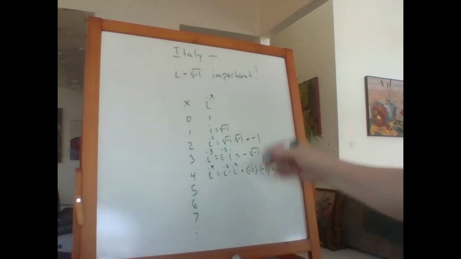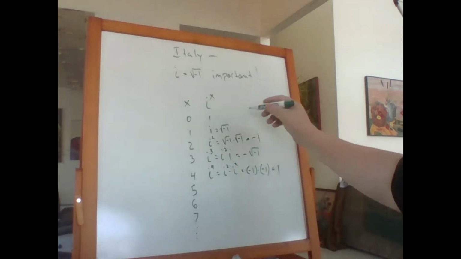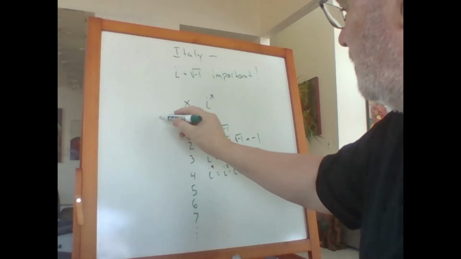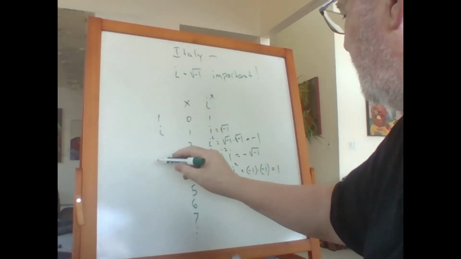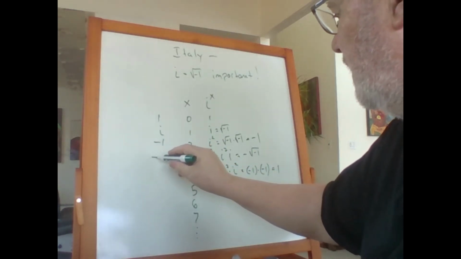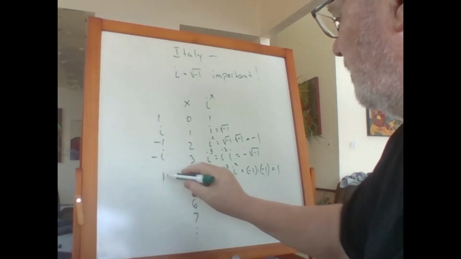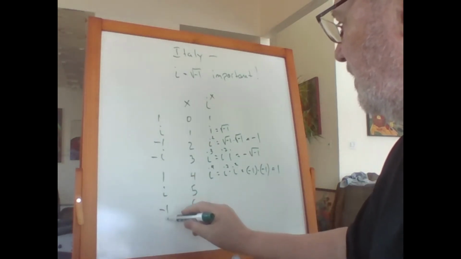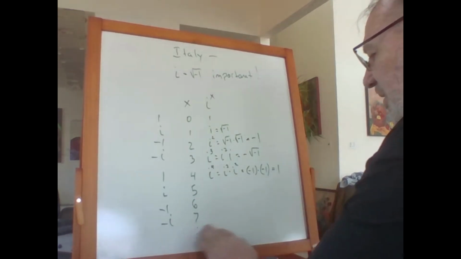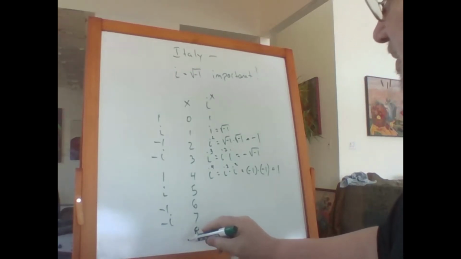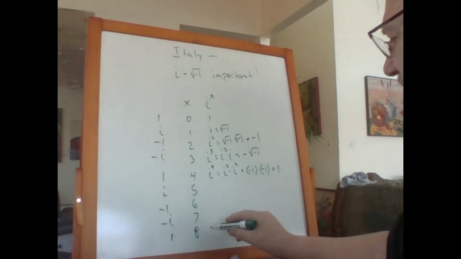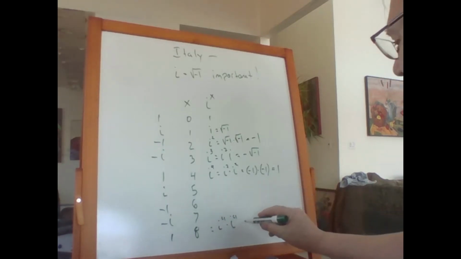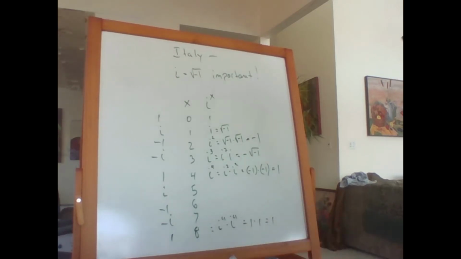So we go through this cycle of 1, square root of -1, -1, and so on. So the pattern is 1, i, -1, -i, 1. And it repeats all over again: i, -1, -i, and we'll make it 8, 1, because i to the 8 equals i to the fourth times i to the fourth. i to the fourth is 1, times 1 equals 1.